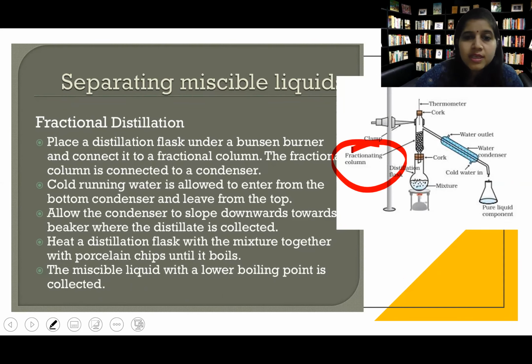So what we will do in this is place a distillation flask under a Bunsen burner. It is a distillation flask and it is a Bunsen burner. The fractionating column is connected to a condenser. It is a fractionating column, you can see, and it is connected to a condenser. It is the condenser.